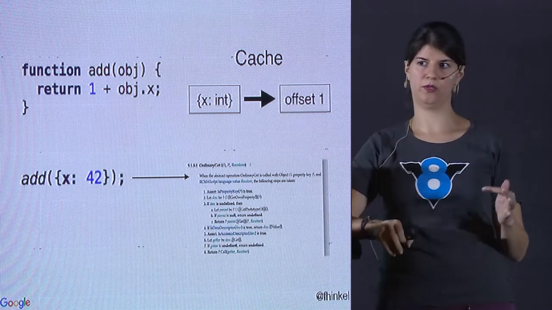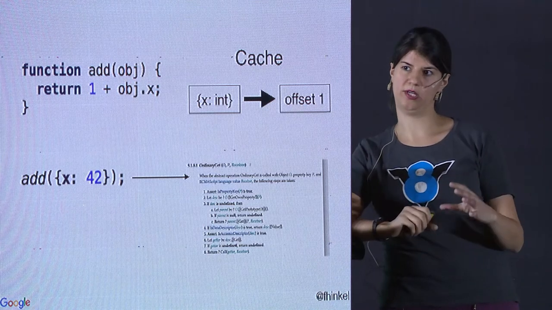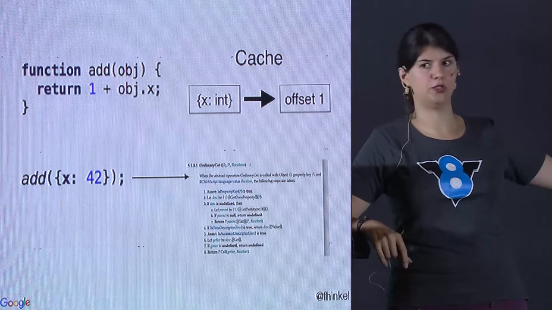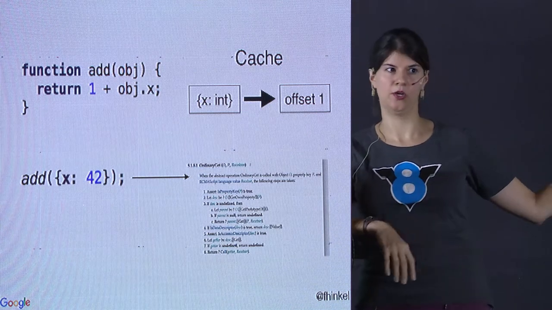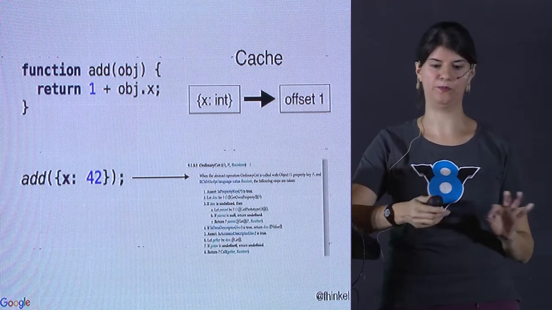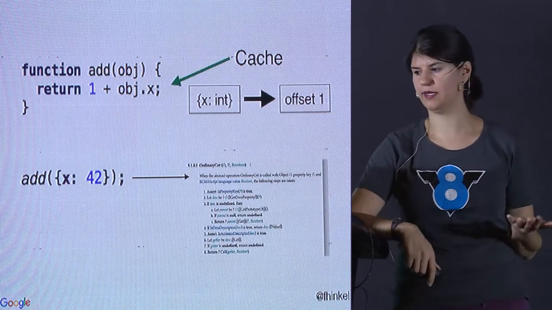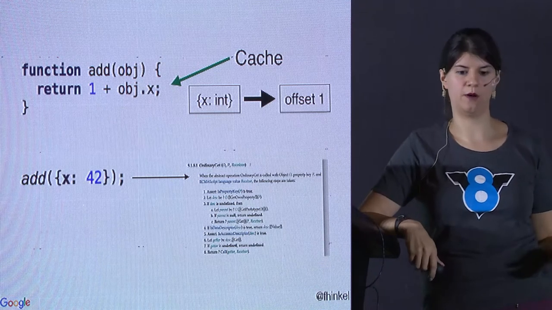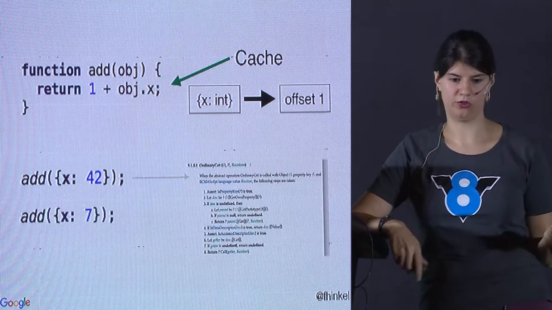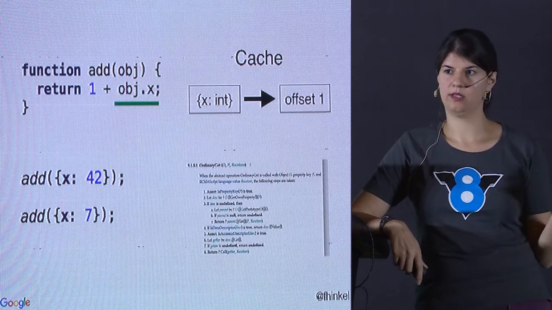This is very important. We are not storing the actual object, and we're not storing the value. Like, the result here is 42, but we don't put that in the cache. We only put a shortcut how to get to that x value. And we associate that cache with the call site of the property lookup.